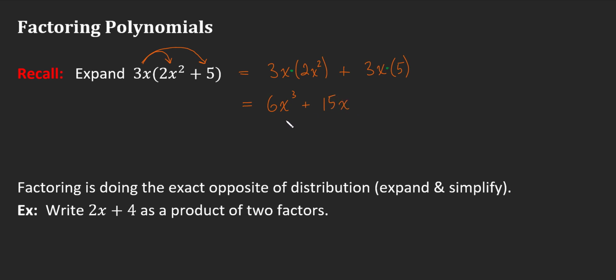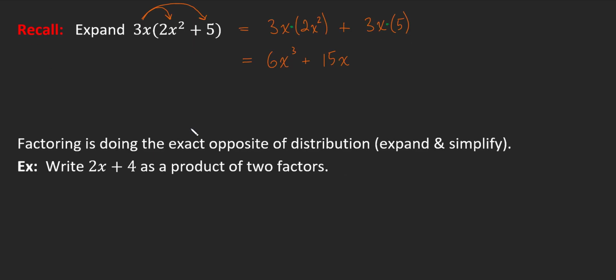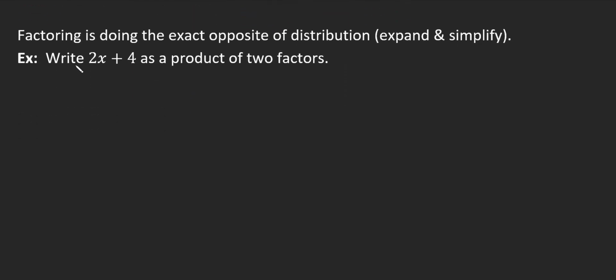But what if we were given this as the beginning of the question, 6x cubed plus 15x, and asked what the GCF is? Because we already know the answer, it's right in our face, that one's easy. But what if we didn't know the answer? We'd have to be very good at division and multiplication to figure that out. And that's what we're going to practice right now. So we're going to factor this statement. So factoring is the exact opposite of distribution, which we call expand and simplify.